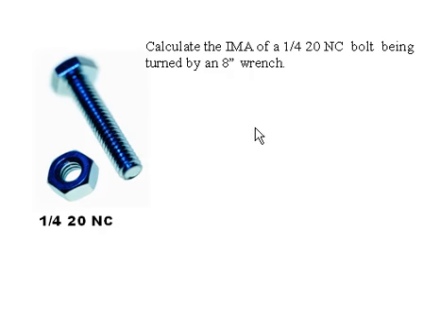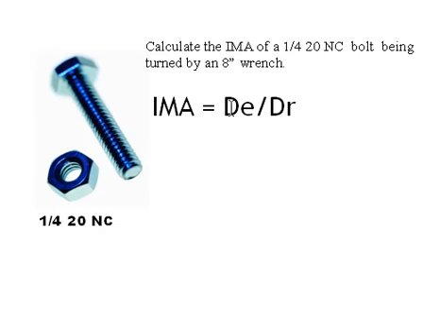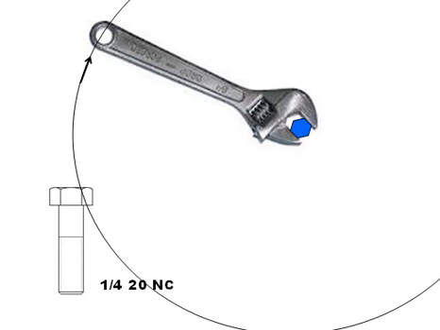an 8-inch wrench. So we know that IMA in levers and all of the other mechanisms that we've been dealing with is a measurement of the distance of effort divided by the distance of resistance. So we've got to be able to come up with a formula that will allow us to figure out what the distance of resistance and the distance of effort are in a bolt calculation. So I've made a little diagram here.